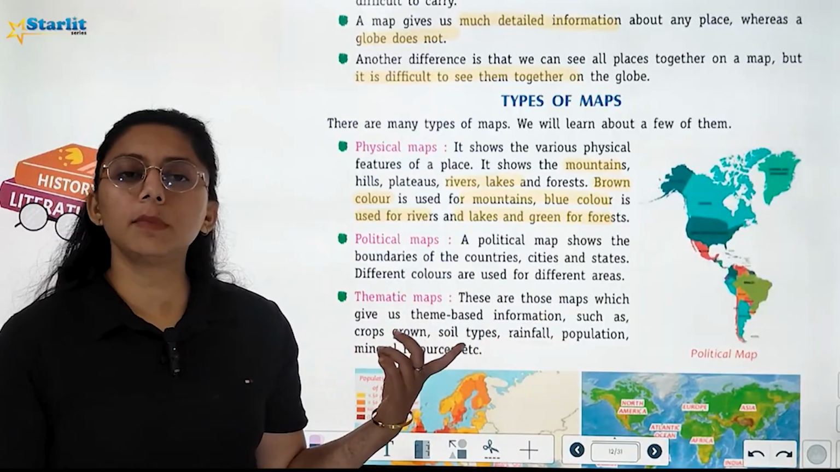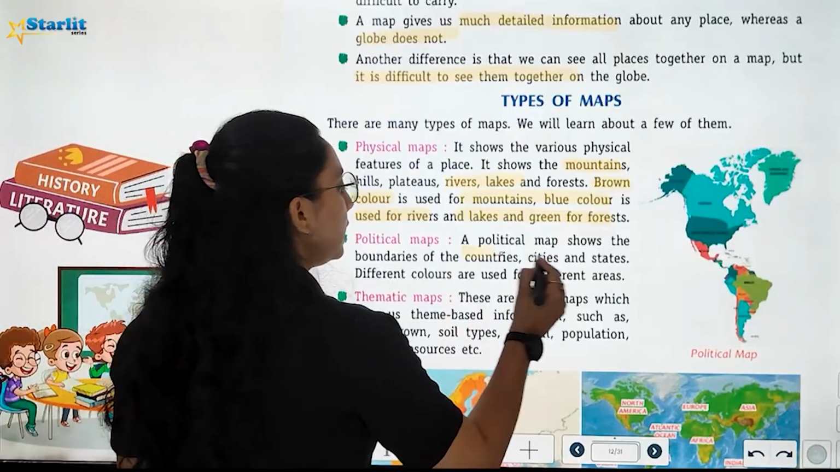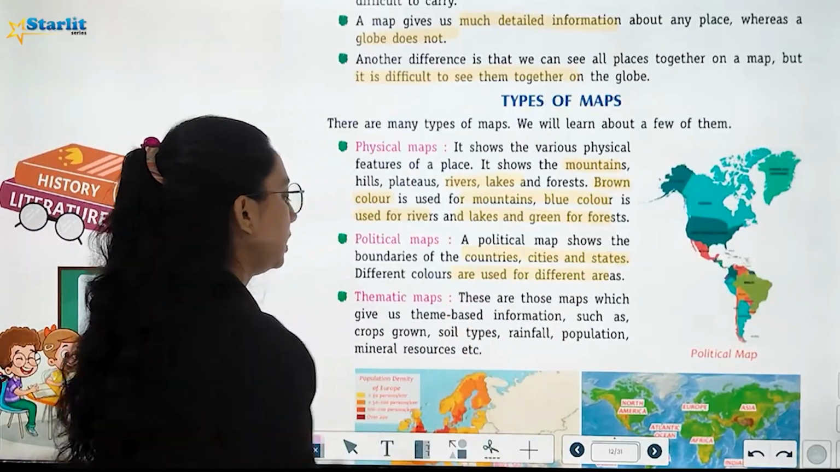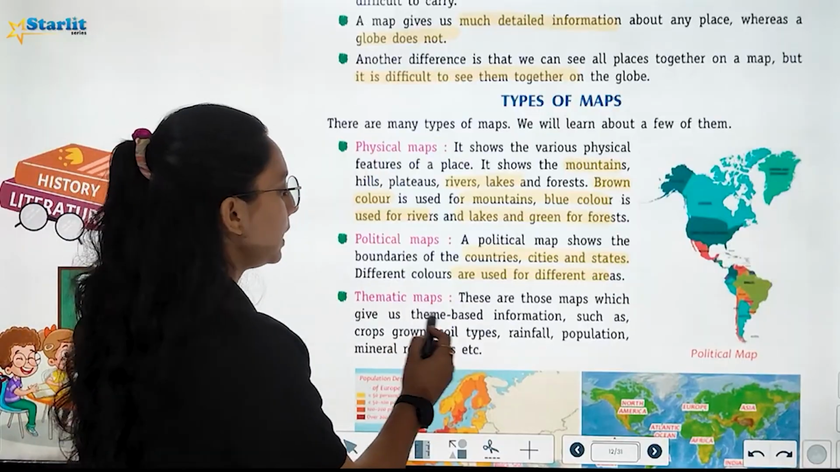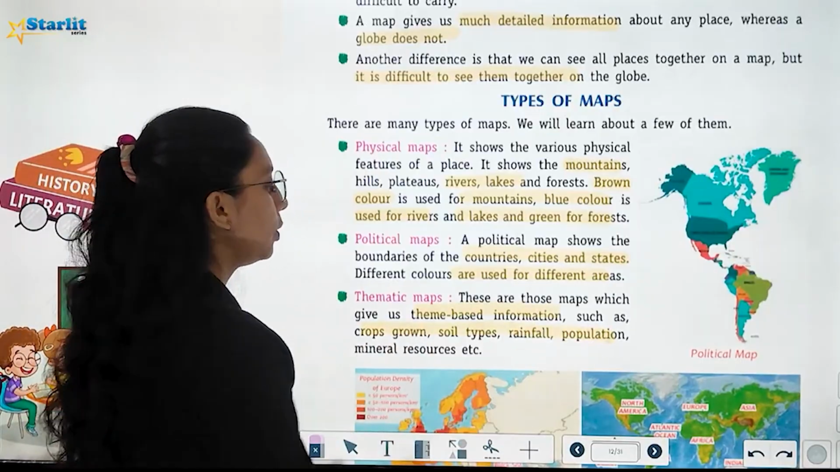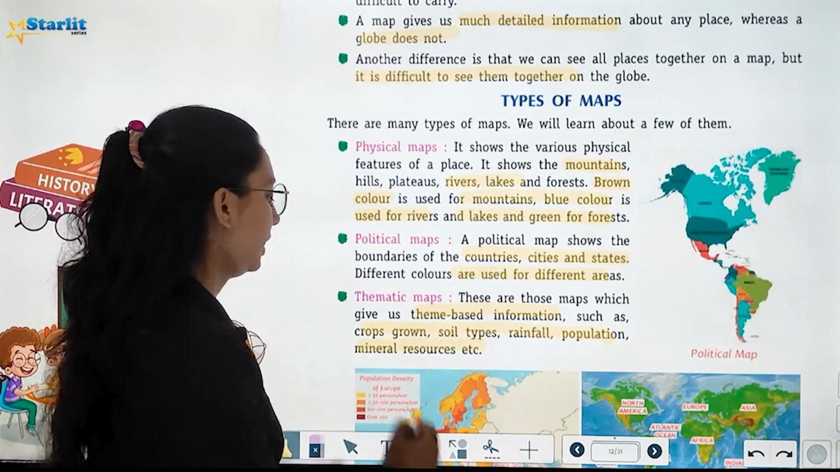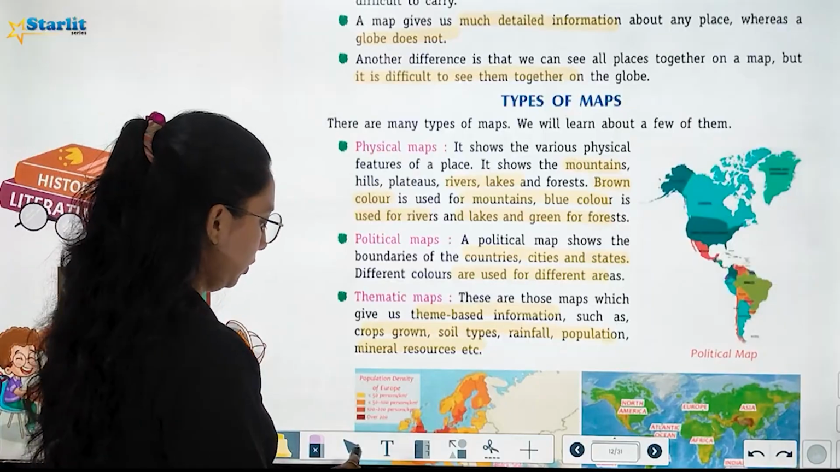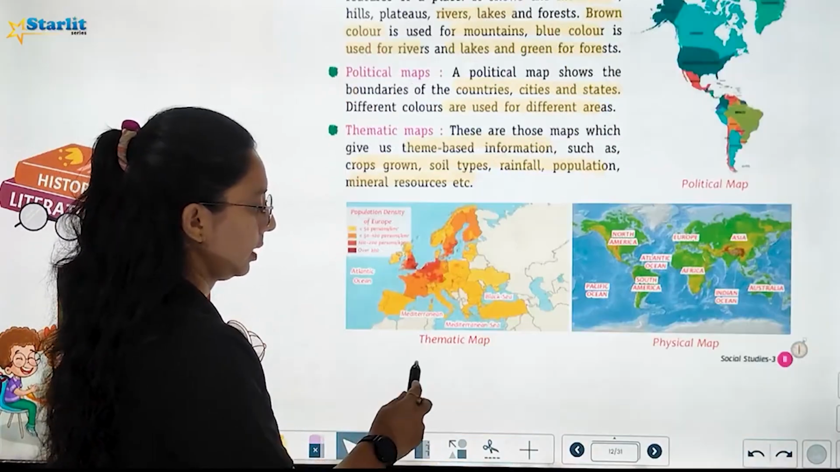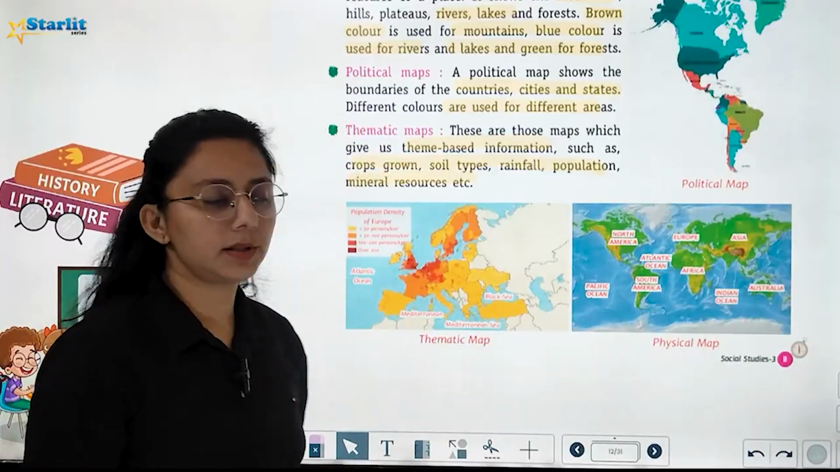Next, we have political map which shows different states and capitals and different countries, cities that are used in the area. Then we have thematic maps which are theme based, meaning crops grown, soil type, rainfall, population and mineral resources. These all things are shown over here. You can see here this is thematic map, physical map and political map.